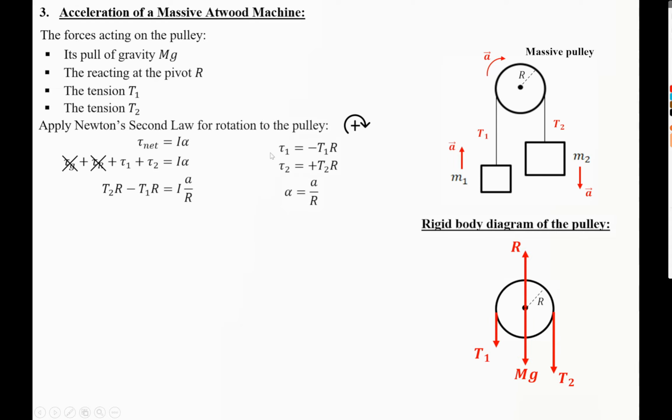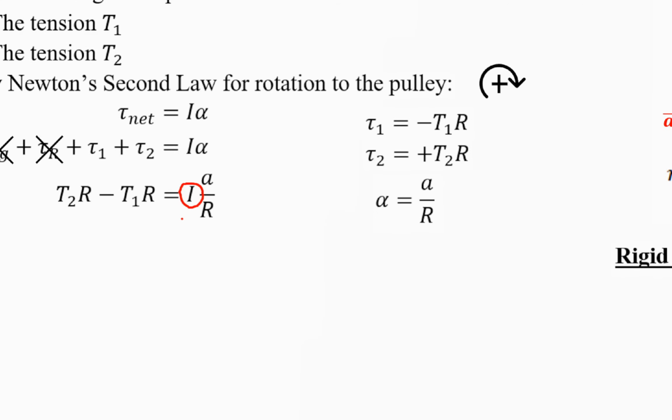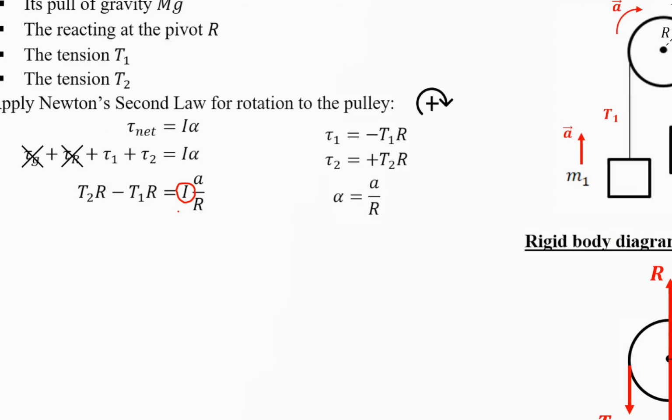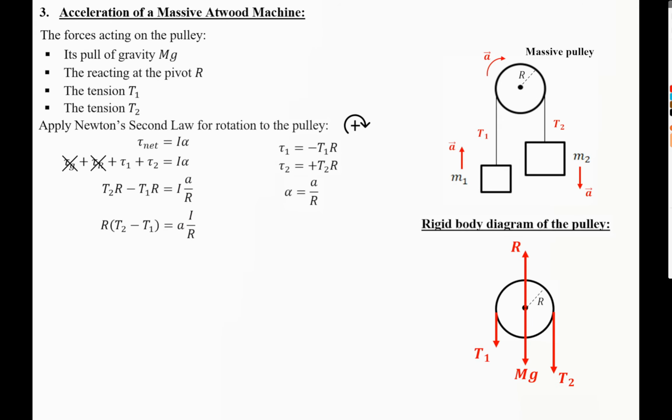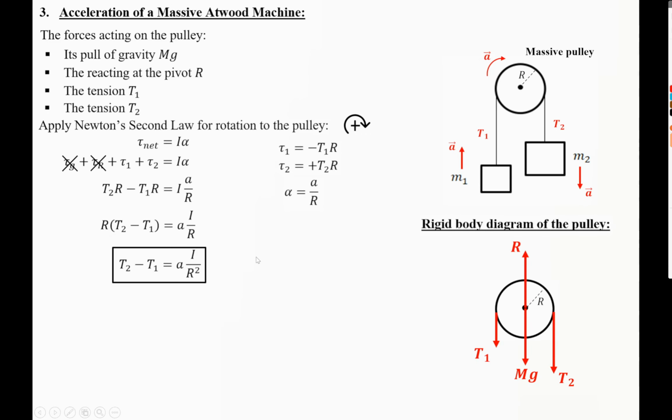Now replacing these in the equations, notice that I has been kept the same because we don't know the type of the pulley, for example, whether it's a disc or a hoop. And we can factor out R, and we divide. So here if R is taken to the other side down, that would be R square. Then the relation between the tensions is T2 minus T1 is equal to A multiplied by I divided by R square. What does I represent? I is the inertia of the pulley because now the pulley is massive.